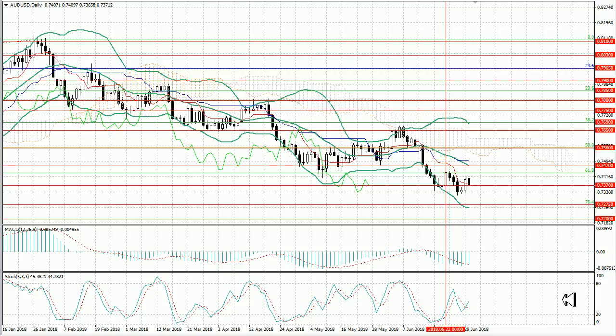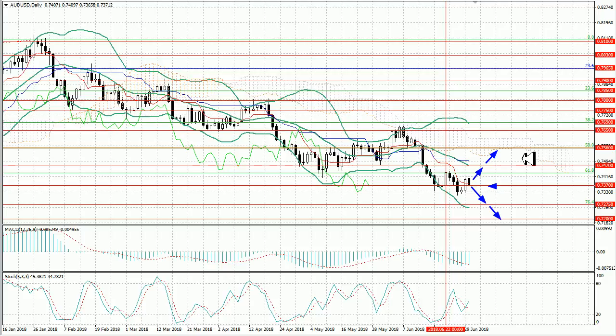Last week, the pair AUD/USD showed ambiguous dynamics and currently is at the level of 0.7370. Consolidating the price below this level will give a prospect of further decline to the levels of 0.7275 and 0.72. Otherwise, growth to the levels of 0.7470 and 0.7560 is possible.